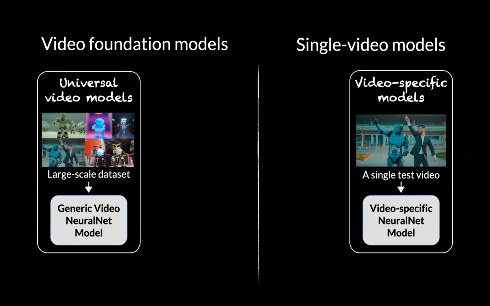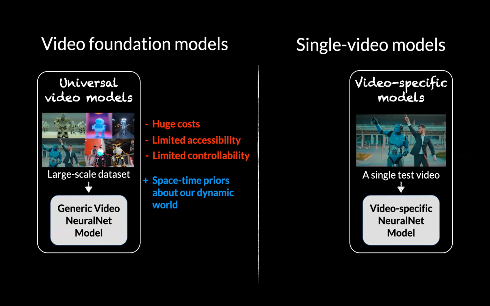Okay, so just to recap, I talked about video foundation models and their disadvantages in having huge costs, limited accessibility, and limited controllability. On the other hand, because they are trained on video data and they observe our dynamic world, they can learn these powerful space-time priors about the world. On the other side of the spectrum, we have the single video models. They only require few GPUs to train. They are accessible and they can allow us to gain explicit control over the content. However, they have no prior about the world and no knowledge about how things behave in our dynamic world.